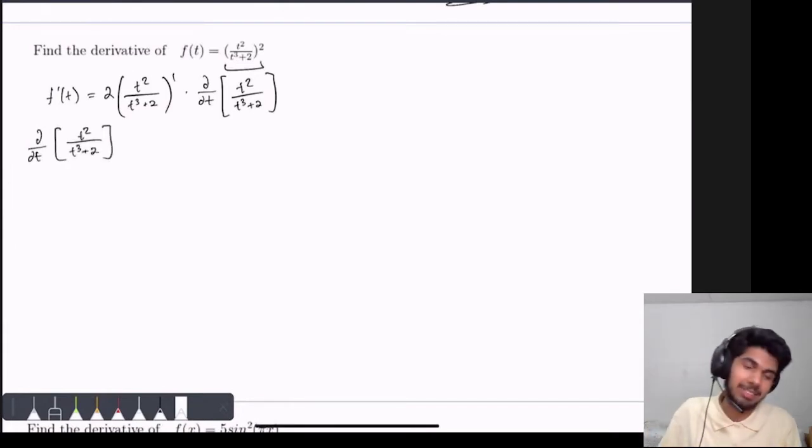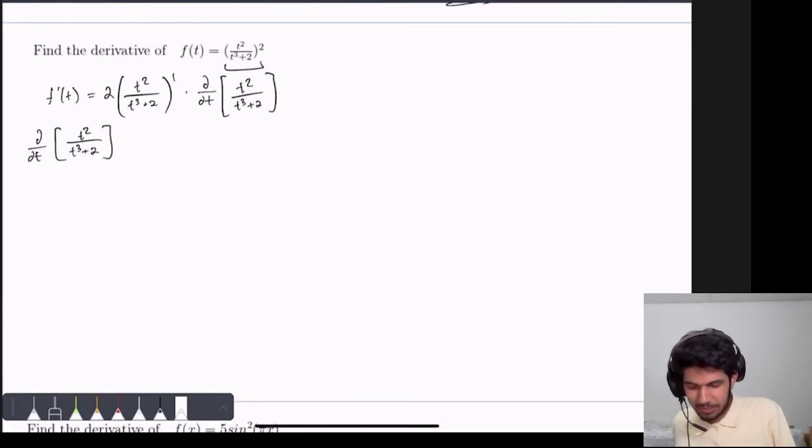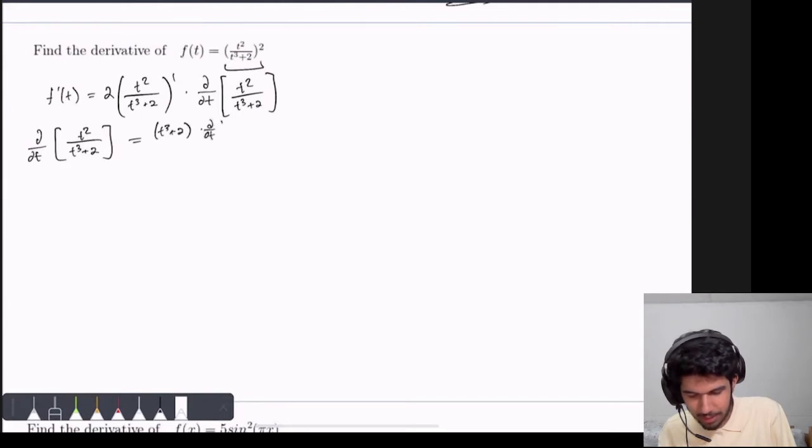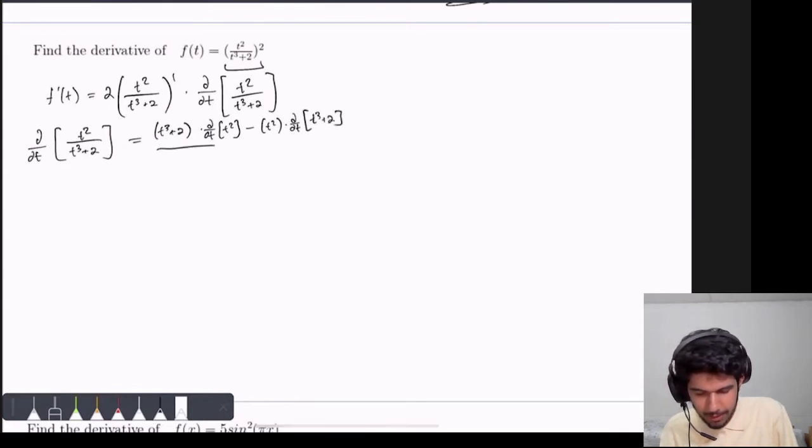Well, now it really seems like we need the quotient rule, right? Now we really need it. So we're going to use our low d high minus high d low all over low low. So low is t cubed plus 2 times the derivative of high, d/dt of t squared, minus high times the derivative of low, t cubed plus 2. Right? And we're dividing all of that by low low, which is t cubed plus 2 squared.